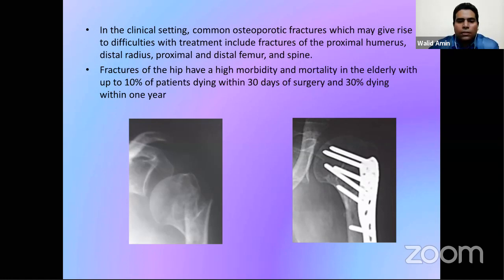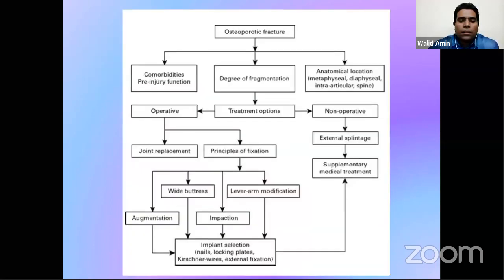This diagram shows the pathway for the management of osteoporotic fractures. We mainly notice here that with surgical treatment, we may need to use joint replacement or fixation. For the fixation principle, we can use the wide buttress principle, we can use augmentation or impaction. We can use lever arm modifications. We can use nails, locking plates, K-wires, and external fixators.